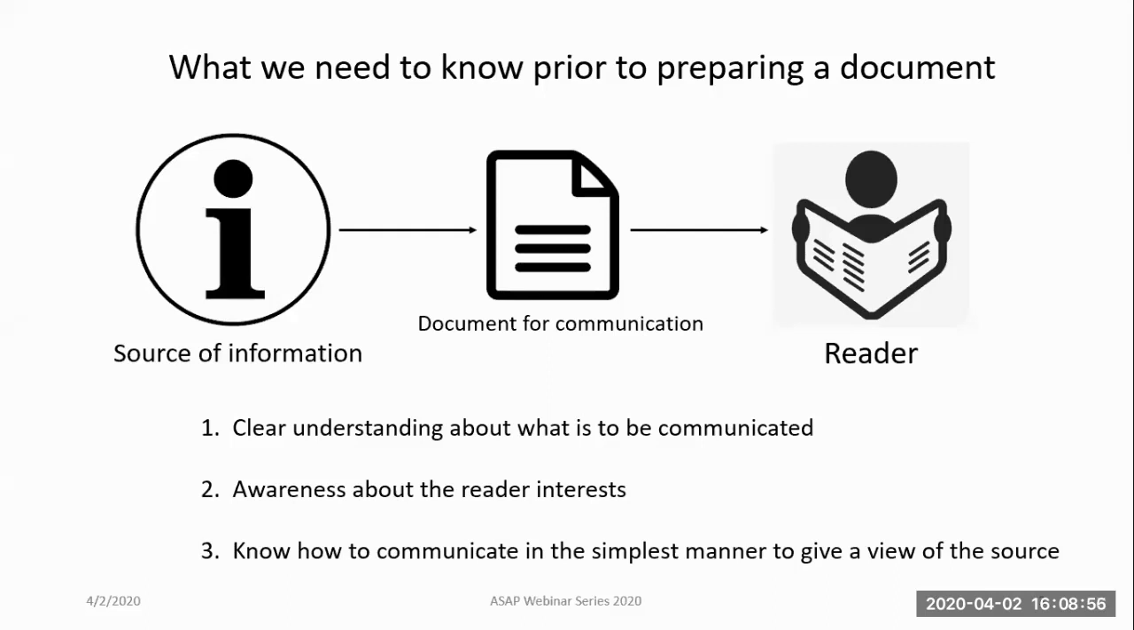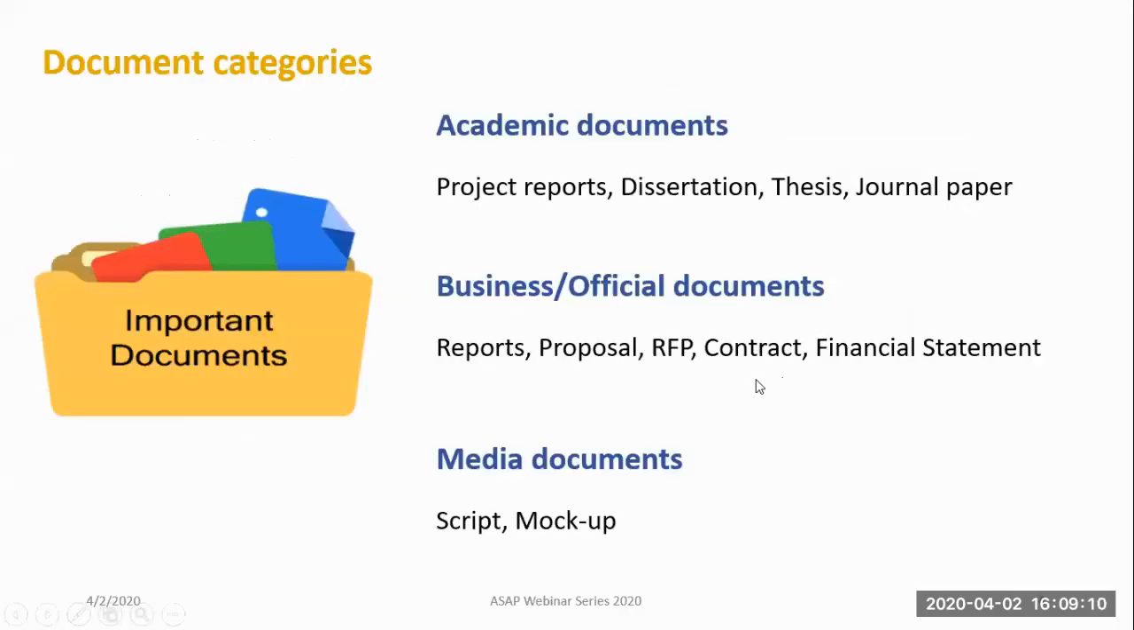Secondly, we should be very clear as to what the reader is expecting to read or what his interests are. And third and lastly, we should know how to communicate this in the simplest manner so that the reader gets a proper understanding of the actual information. These are the three important things that we need to know when we go into documentation and preparing documents.